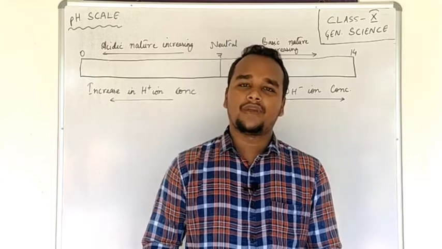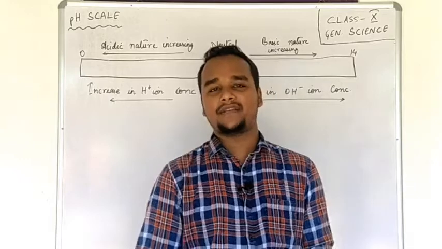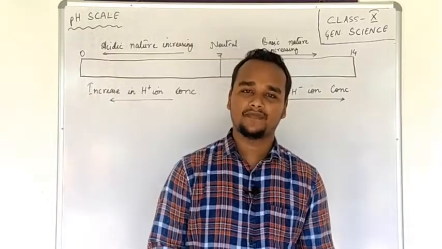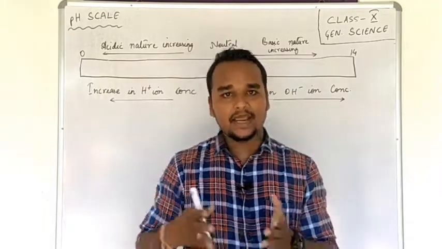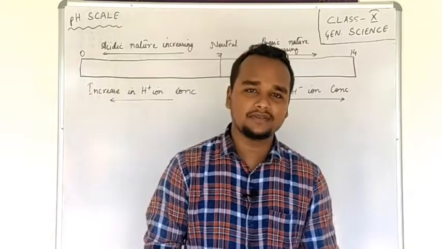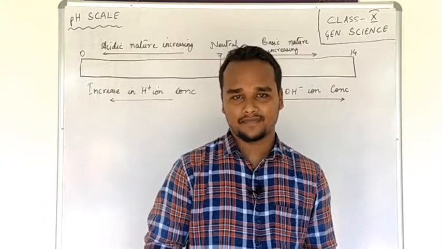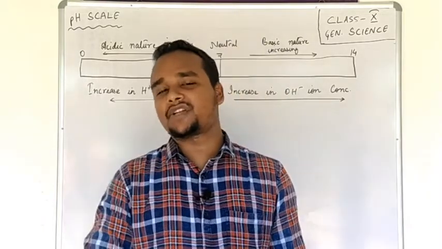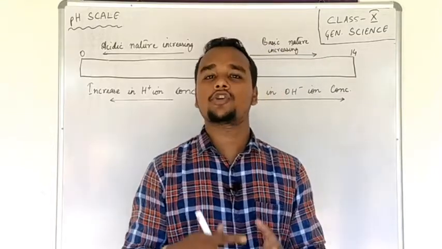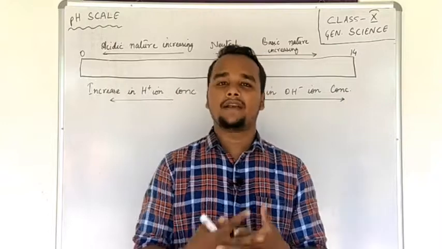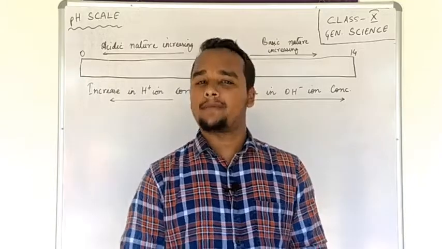So, in the last video, we discussed the reaction of an acid and base with other substances. We even discussed the reaction between an acid and a base. What was the name of the reaction? The name of the reaction was neutralization reaction. So what is the definition of neutralization reaction? The reaction between an acid and a base to produce salt and water is known as neutralization reaction. I hope you can memorize it.